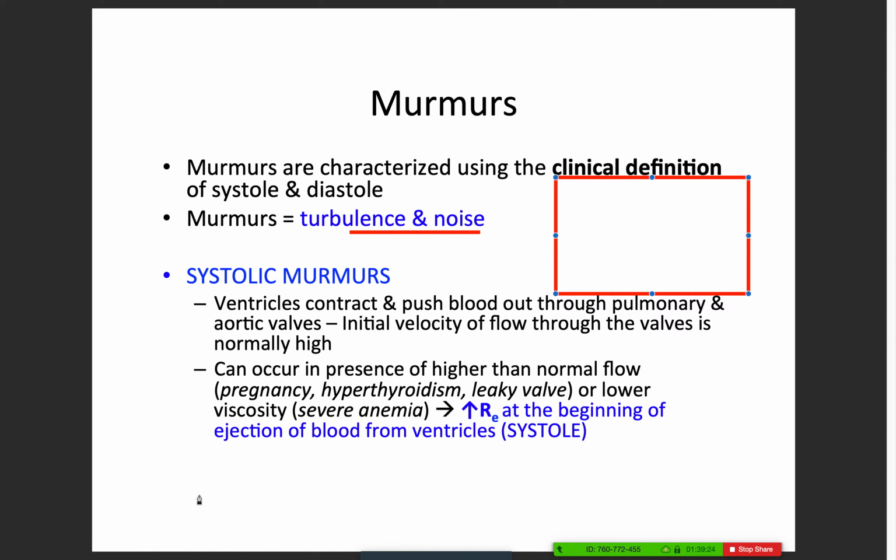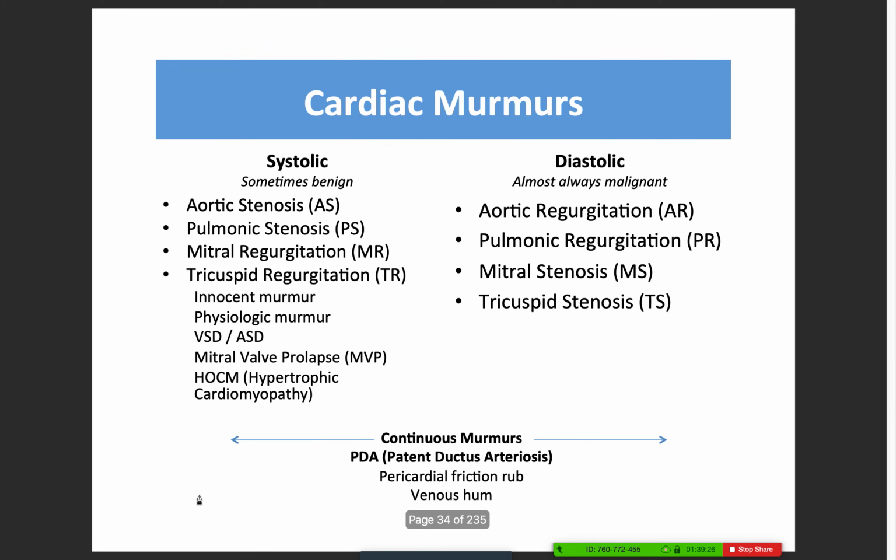Okay, wonderful. Let's keep it moving here. All of our cardiac murmurs, our systolic murmurs, would be pulmonic stenosis, aortic stenosis, mitral regurgitation, and tricuspid regurgitation. Anytime you have a valve that's supposed to be closed and it's open during systole, that's going to be one of those types of murmurs. It's going to be a regurgitation type.